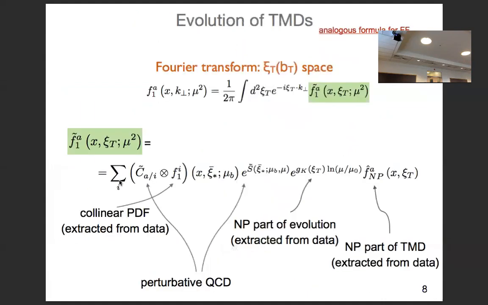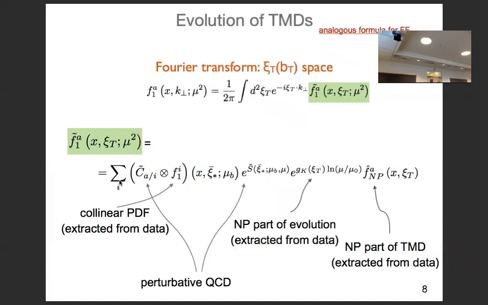So as for the evolution of TMDs, of course the evolution is performed in the bT space or cT space. You will find cT and bT mixed in the next slides. Whenever you see bT or cT, it is the transverse momentum, or the conjugate variable to transverse momentum.